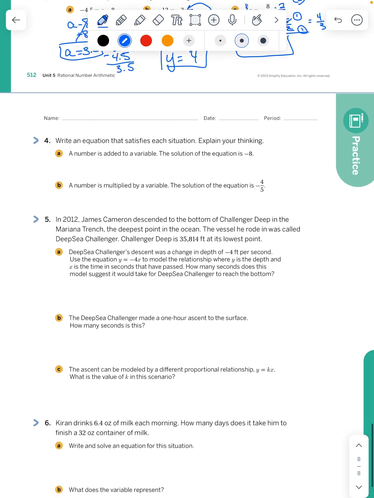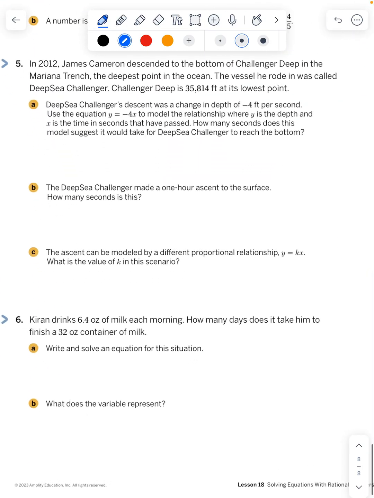Okay, let's go to that last problem, number 6. Kyron drinks 6.4 ounces of milk each morning. How many days does it take him to finish a 32-ounce container? We're going to write and solve an equation for this situation. So if he's doing 6.4 ounces drinking each morning, how long will it take him to finish all 32 ounces?